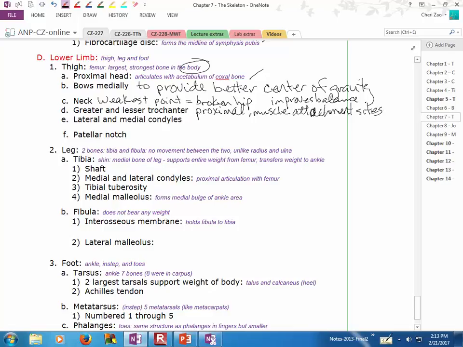Lateral and medial condyles are distal, and they articulate with what bone? The radius, or the tibia. They articulate only with the tibia. Patellar notch is an anterior feature and is an indentation for our patella.